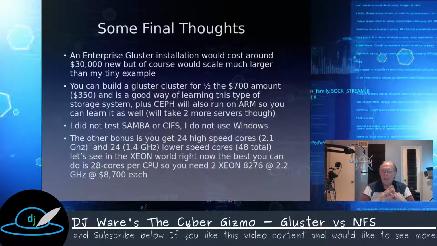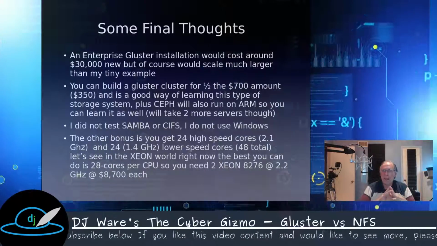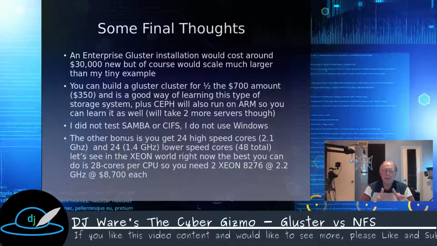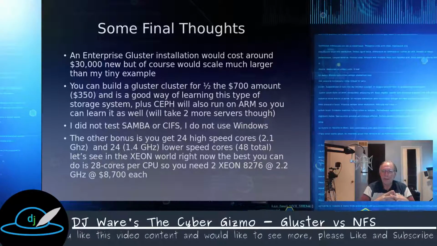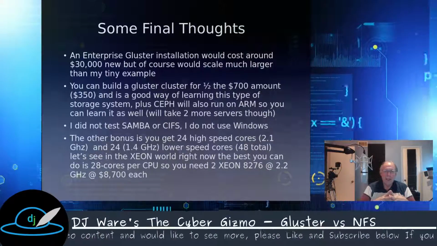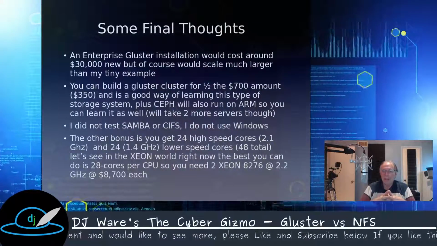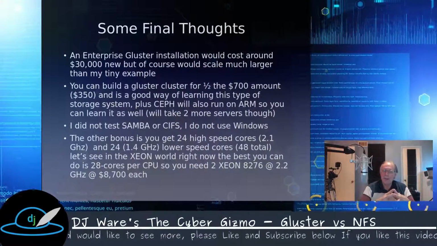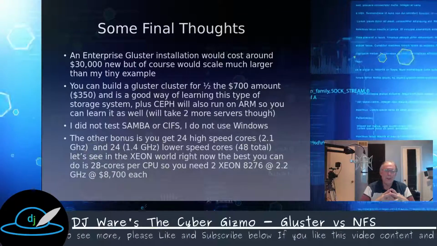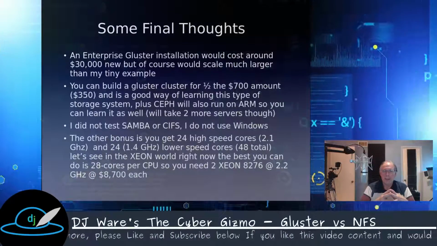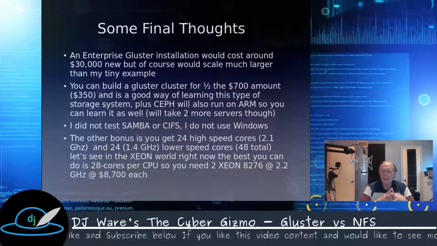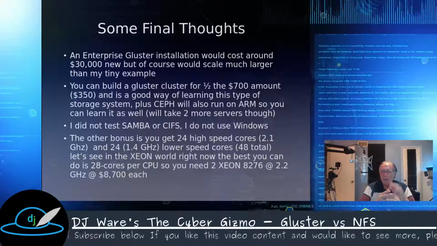You can build a Gluster cluster for about half the $700 amount, because we're using the replica, actually doubling the price that we would need in order to build a Gluster cluster. But if you can live without as much replication, you can reduce it to 2, but you do take a risk that you may have a split brain, or you could just do a distributed cluster and risk losing everything if one of the servers fails, because there will not be any recovery.